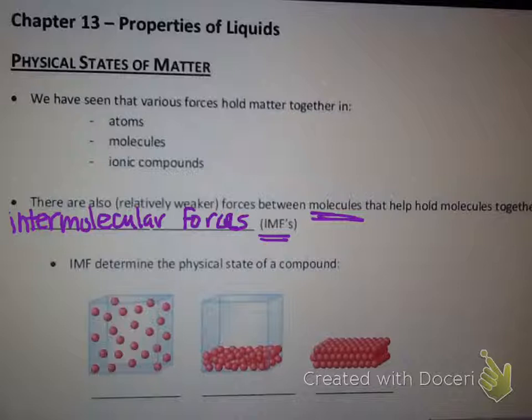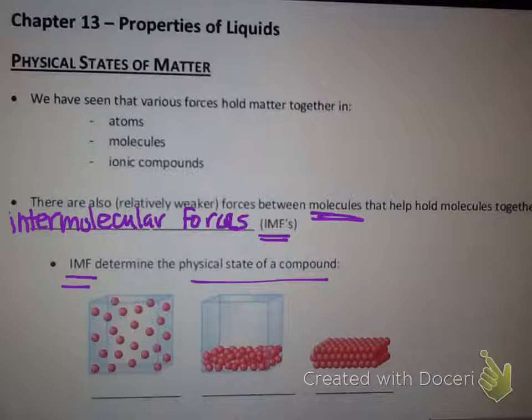So remember all the way back to I think it was chapter 1, we talked about the forces of attraction between different particles in matter. We said the intermolecular forces are what determine the physical state of the compound. So just as a little mini review, we have the three physical states shown here in the following diagrams.